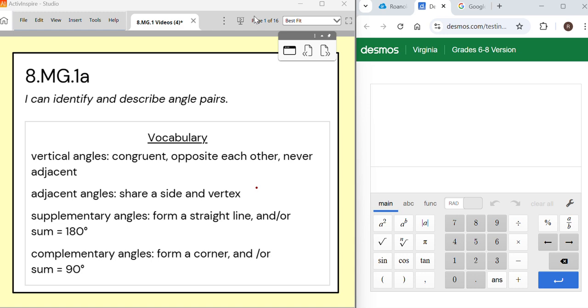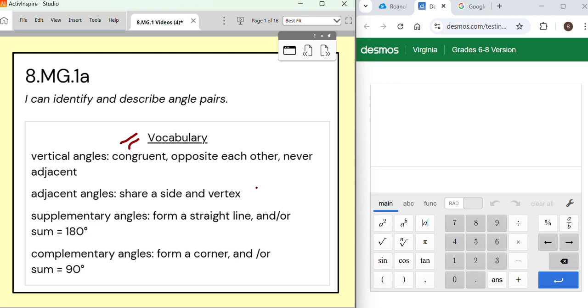I can identify and describe angle pairs. First, we're going to go through the vocabulary. Vertical angles are congruent. That means they are equal. Okay? They are opposite of each other and they are never adjacent.